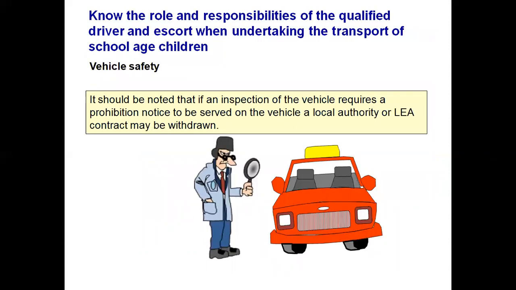If an inspection of that vehicle requires a prohibition notice to be served on the vehicle, the local authority or local education authority contract will probably be withdrawn. So should you get a PG9I, a serious safety fault, when a DVSA official or the police inspect the vehicle, you will lose the contract because the safety of the children is absolutely paramount.